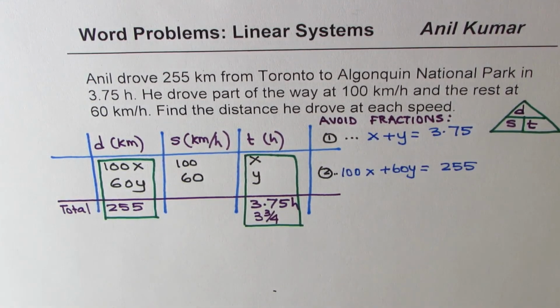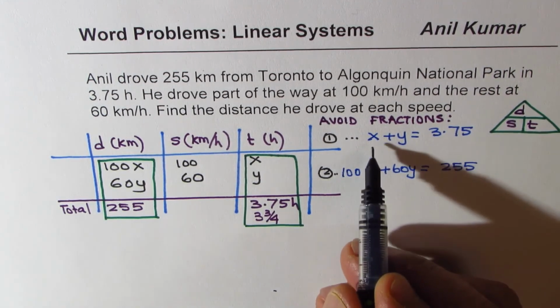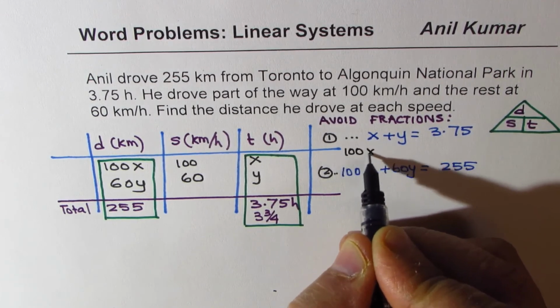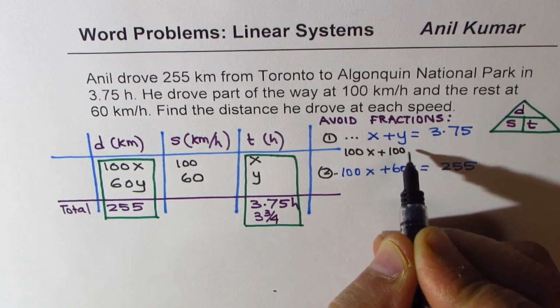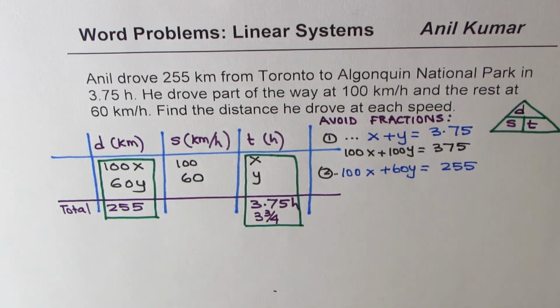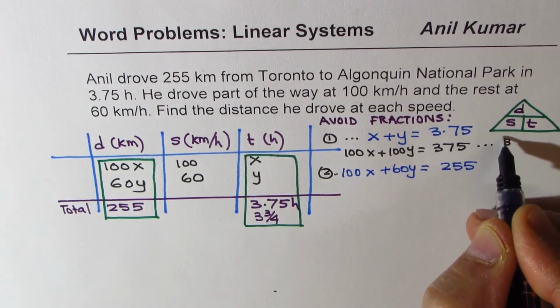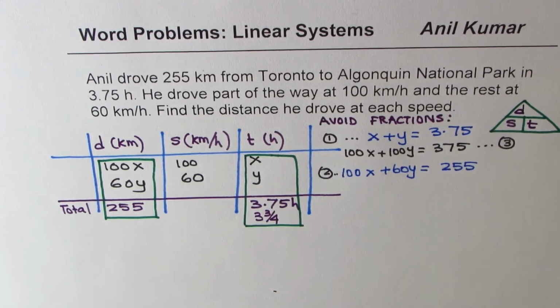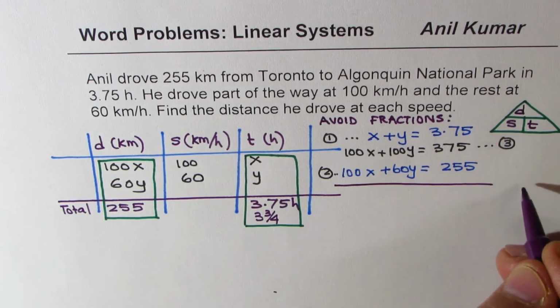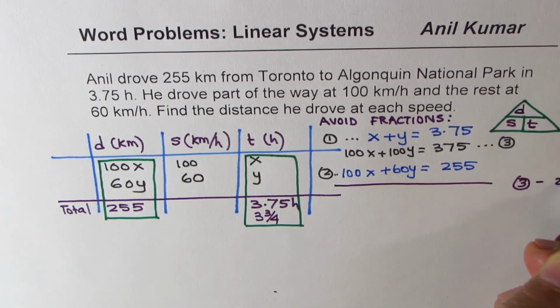To solve, what should we do? Simple. Let's multiply the first equation by 100. So what we get here is 100x plus 100y equals 375. And we get this equation as our equation number 3. Now, to solve, we can just take away one from the other. So we'll do equation 3, take away equation 2, and what do we get?